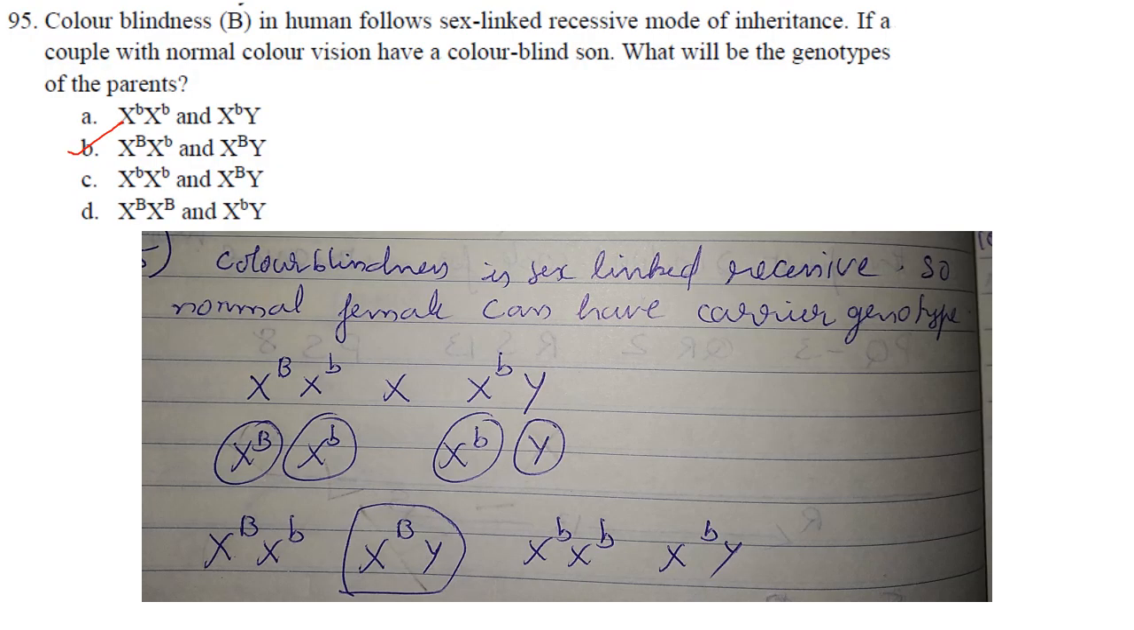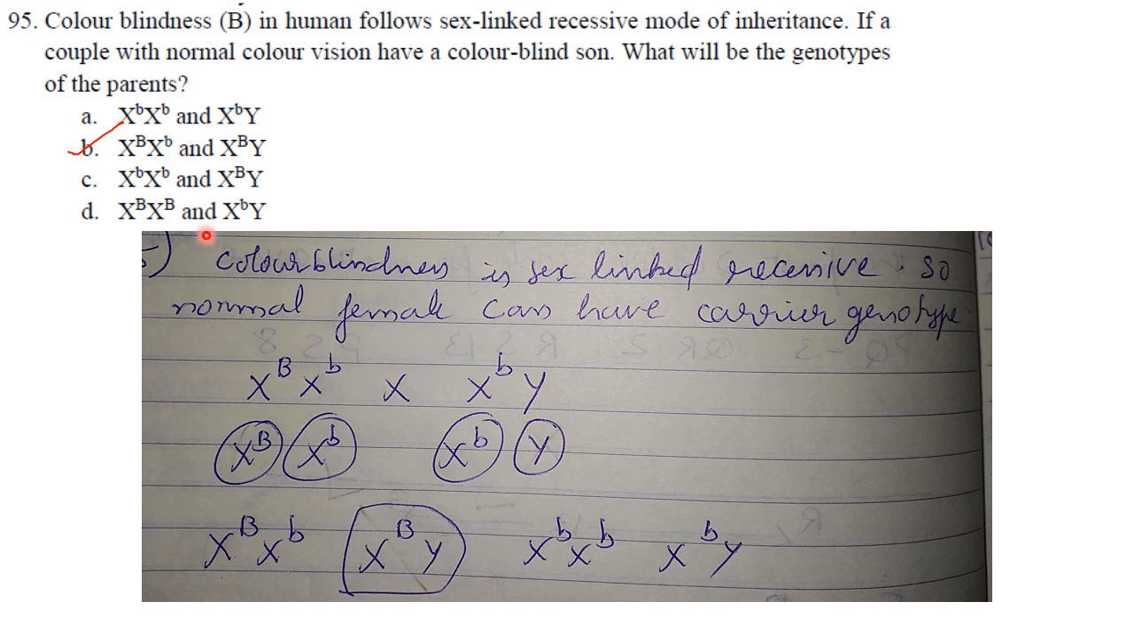Then next one. Color blindness in humans follows a sex-linked recessive mode of inheritance. If a couple with normal color vision has a color-blind son, what will be the genotypes of the parents? So color blindness is sex-linked recessive, so a normal female can have a carrier genotype. So capital B is for normal vision and small b is for color blindness. So the female is heterozygous and a carrier, whereas the male has normal vision. So these are the gametes they produce, and upon crossing you will get a color-blind son, that is this one.